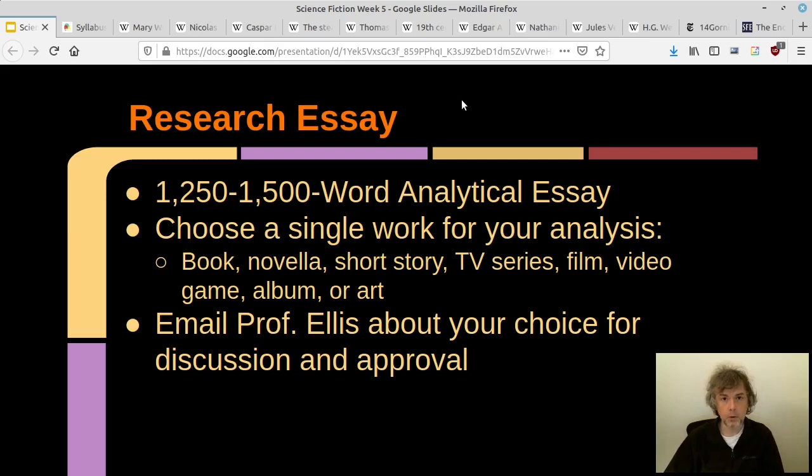Now, there's no deadline on this, except for obviously the deadline at the end of the semester when your research essay is due. But I do want you sooner rather than later to email me so that we can discuss what your topic will be on the project.